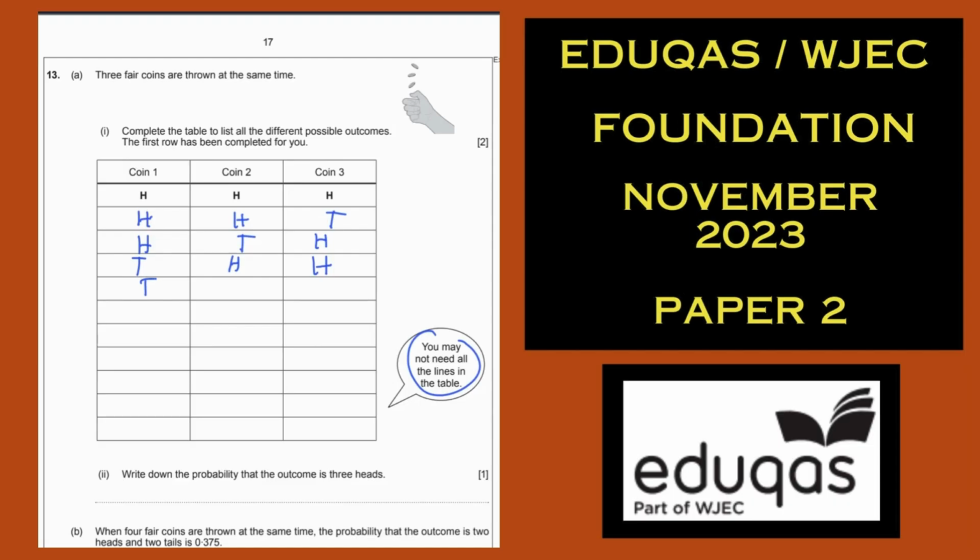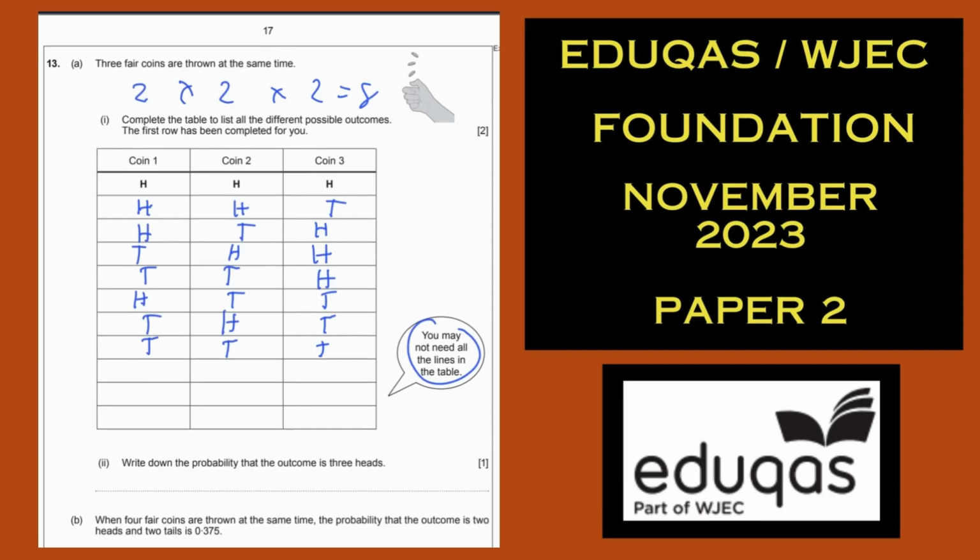Now let's do 2 tails. Could be there. Could be there. Could be there. Let's fill in the heads. Could also, though, be all tails. Now don't forget, you can check in advance. 2 possibilities times 2 possibilities times 2 possibilities means you should have been looking at 8 potential outcomes. So you should be thinking, I've got 8 now, I'm happy, I can move on.